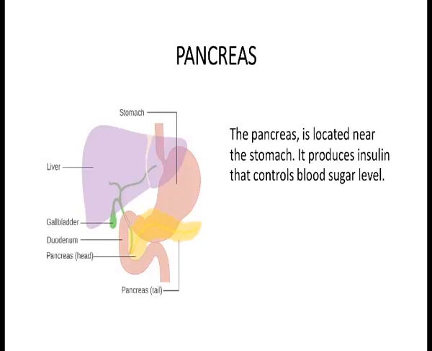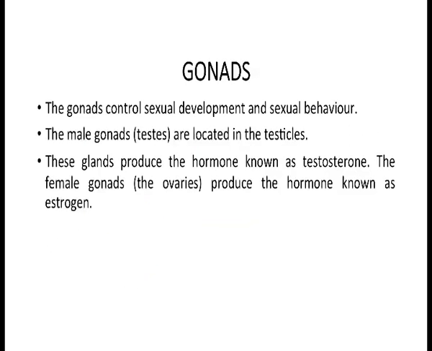The next gland is the pancreas. The pancreas is located near the stomach. It produces insulin that controls the blood sugar level. The gonads control the sexual development and sexual behavior. The male gonads, that is the testes, are located in the testicles. These glands produce the hormone which is known as testosterone. The female gonads, that is the ovaries, produce the hormone that is known as estrogen.